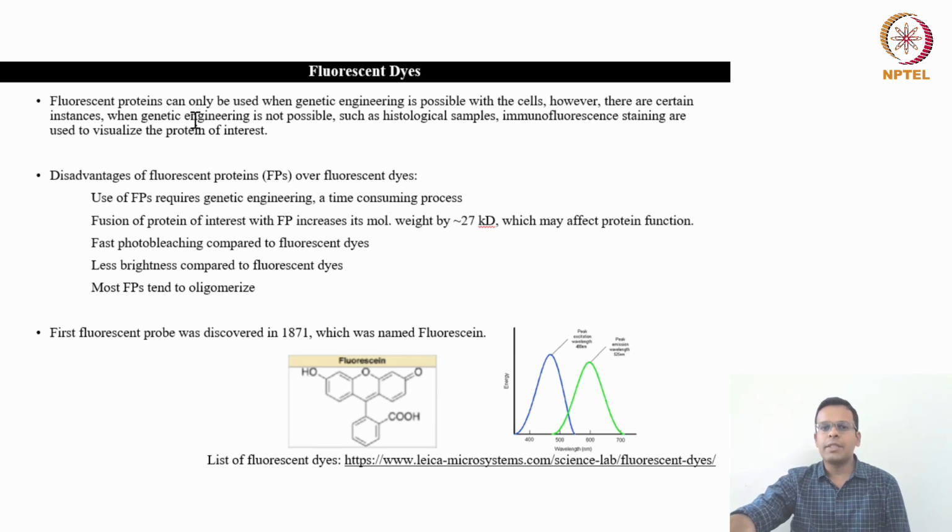So fluorescent proteins can only be used when genetic engineering is possible with the cell. However, there are certain instances when genetic engineering is not possible, such as histological samples. Immunofluorescence staining is used to visualize the protein of interest.